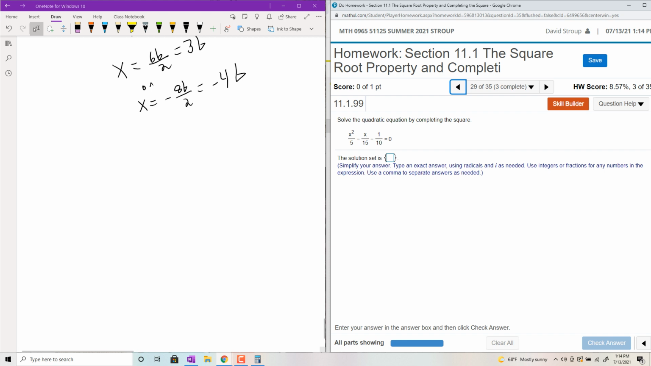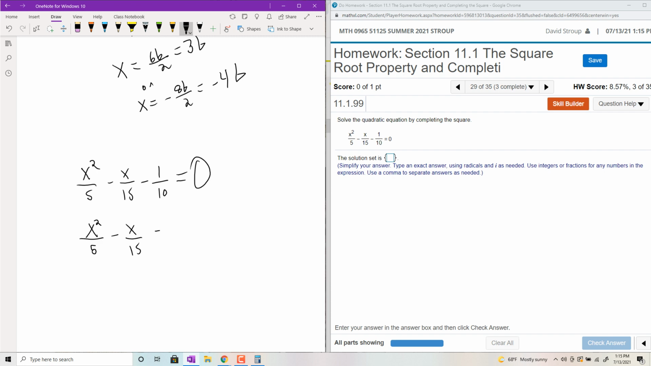So we'll try this one. So this one's kind of different because it has a bunch of fractions in it. So, I gotta multiply by 5 to get a leading coefficient. Let me move the 1/10 over. That's kind of our standard procedure. Okay, multiply everything by 5 then, because you need that leading coefficient of 1.